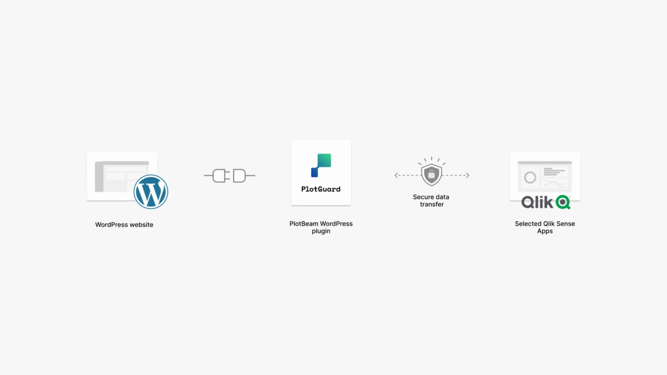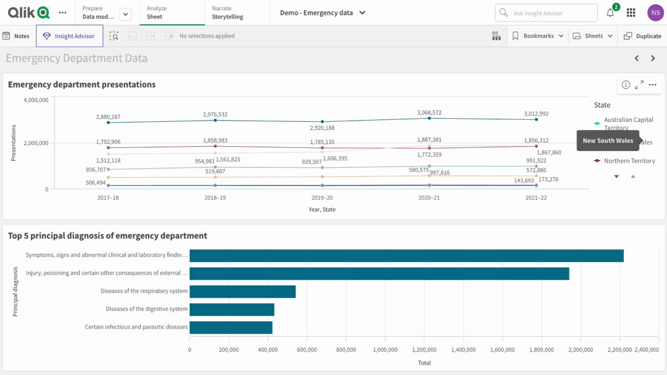PlotBeam is available as a WordPress plugin for easy integration into your current WordPress websites. For this demonstration, we have created a Qlik Sense app that contains hospital patient data.